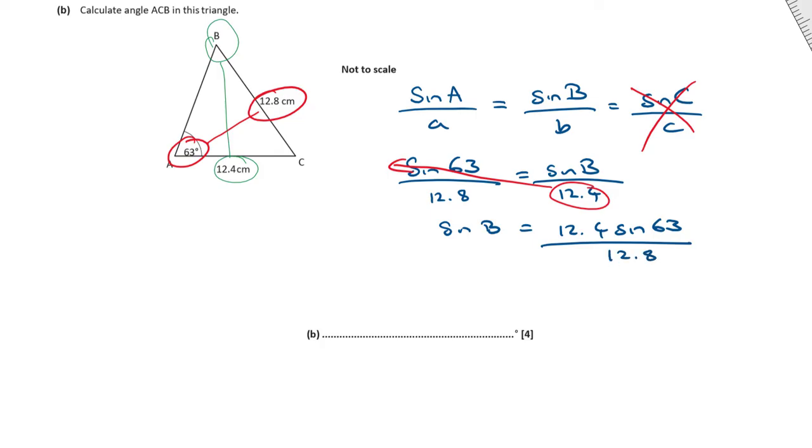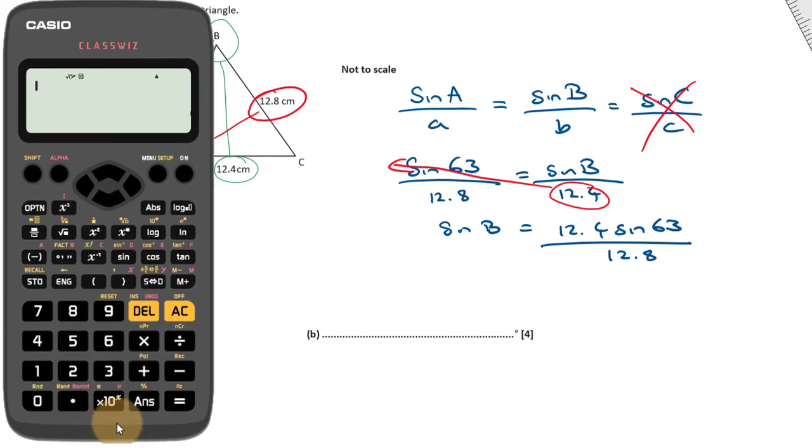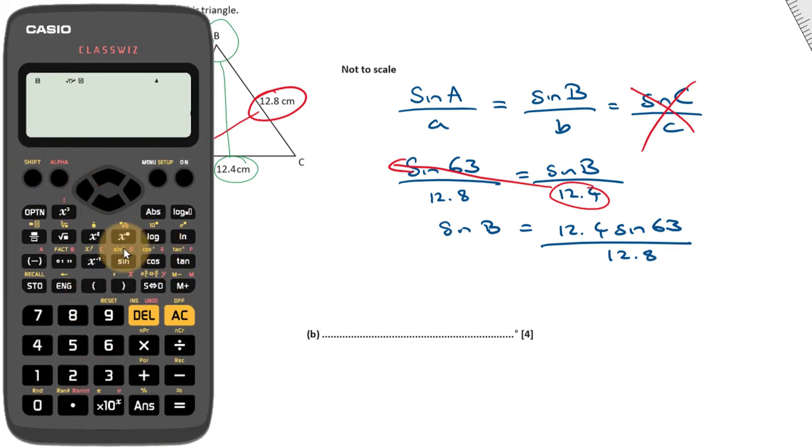Okay, now remember it's B, we're going to find the angle, so we're going to have to use the inverse sine here, aren't we? So shift sine of 12.4 sine 63 divided by 12.8, close bracket. Comes out to be 59.67. I'm going to round that up to 59.7. So angle B then is 59.7.